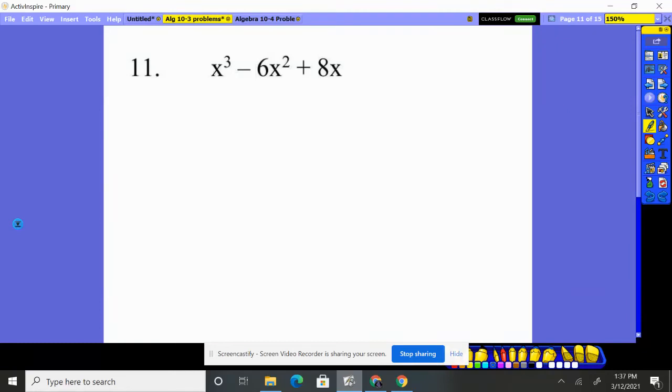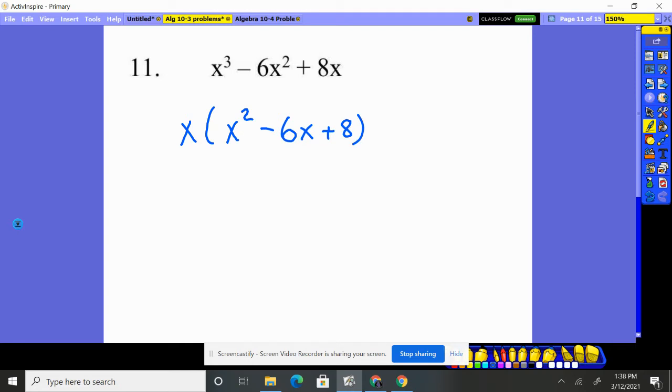Number 11, x cubed minus 6x squared plus 8x. Every one of them has an x in it, so I can factor the x out before I do this. For what we're doing, I wouldn't know how to factor an x cubed. I never have. So I'm pulling an x out, leaving behind x squared minus 6x plus 8.